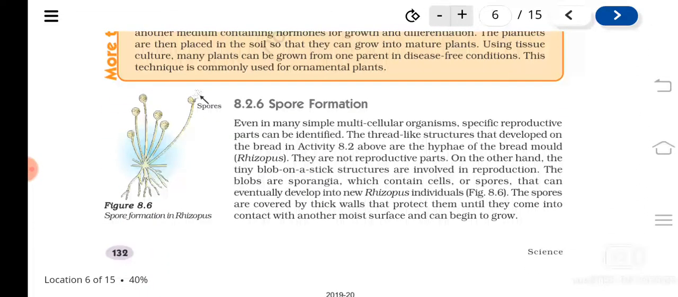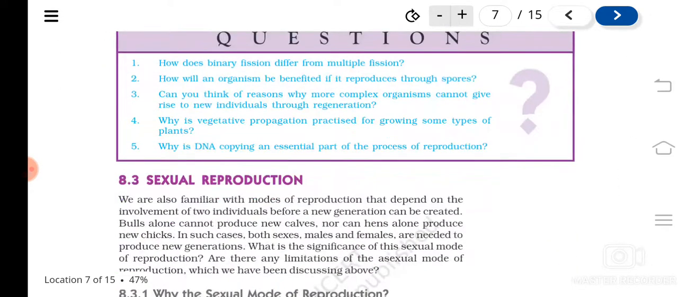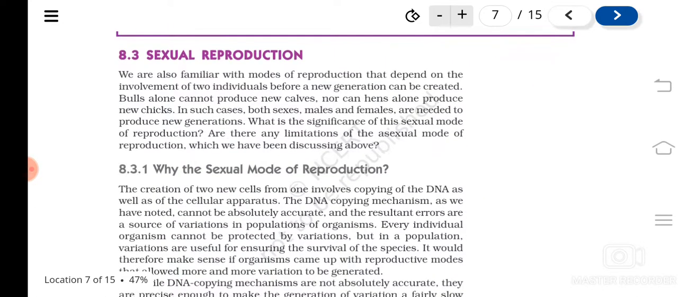Then in Rhizopus you can see spore formation. The hypha is the vegetative part of this fungus. They grow straight and form the sporangiophores, and at the tip of them sporangia are seen, and inside them the spores are produced. The spores will develop into a new individual organism when they get a suitable substrate.